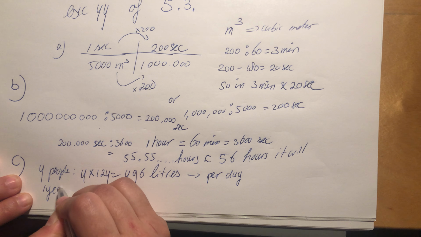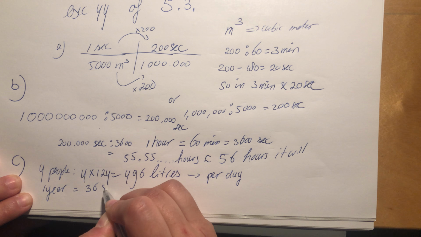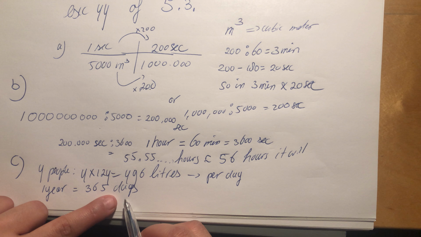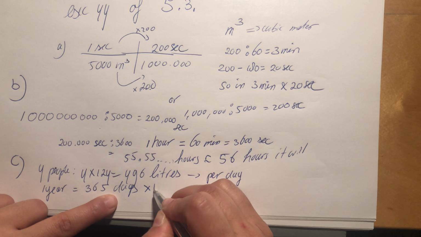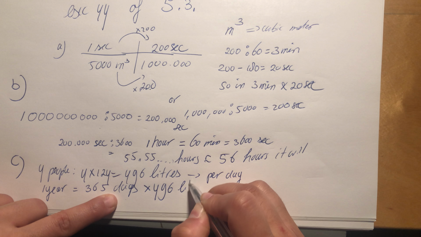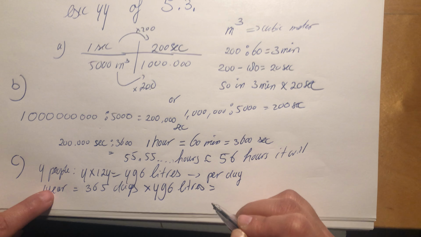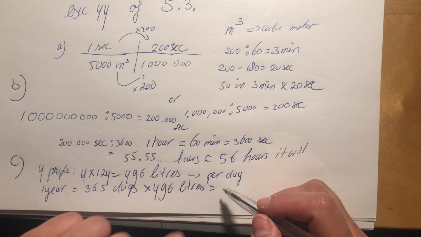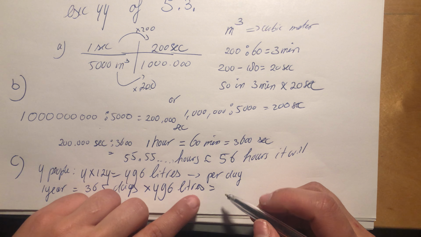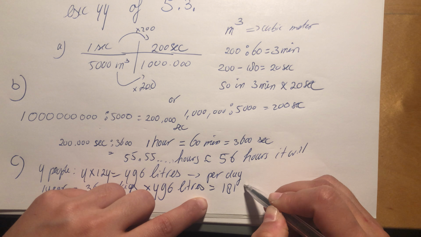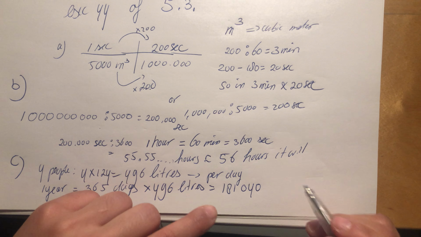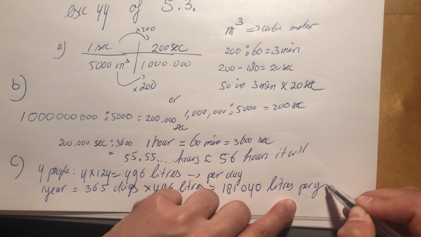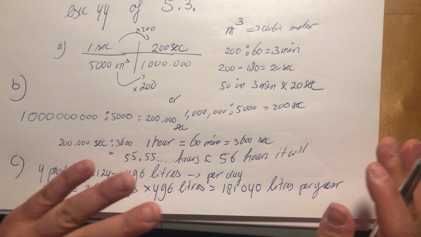So 1 year is equal to 365 days. So you do 365 days multiplied by 496 liters. Then you know what the family of 4 uses in liters in 1 year, which is 181,040 liters per year per family of 4.